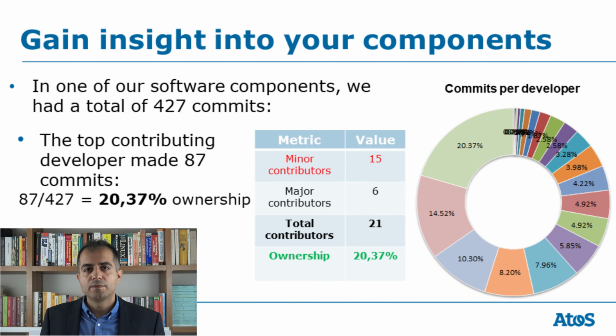This is an actual chart from one component in our application. As we can see, we had a total of 427 commits for this component, and 87 commits out of them were made from one developer who is the owner of this component, with a total percentage of 20% of ownership for this component. Still, we see that we have 15 minor contributors and only 6 major contributors. So the contribution from software engineers to this component seems to be quite diffused, I would say.